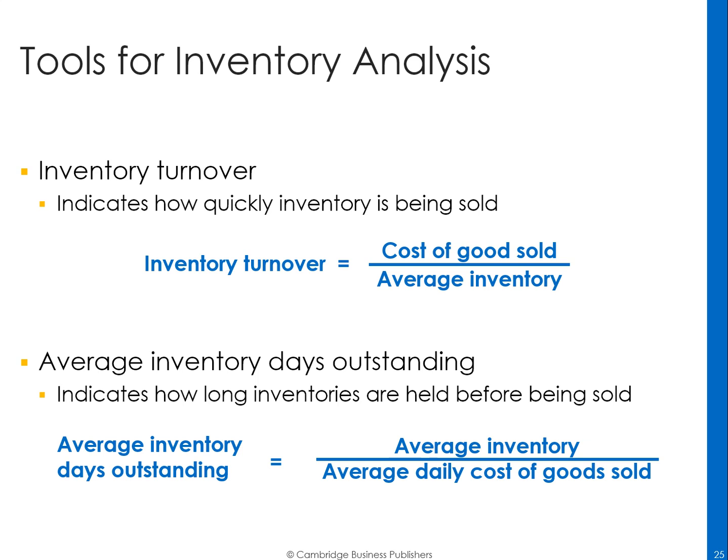Right, another ratio is inventory turnover. This is the indicator of how quickly inventory is being sold: cost of goods sold divided by average inventory. A related ratio is average inventory days outstanding. Basically, it's 365 days divided by inventory turnover. This will give you the average inventory days outstanding.